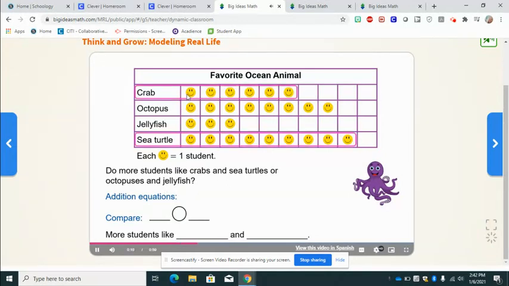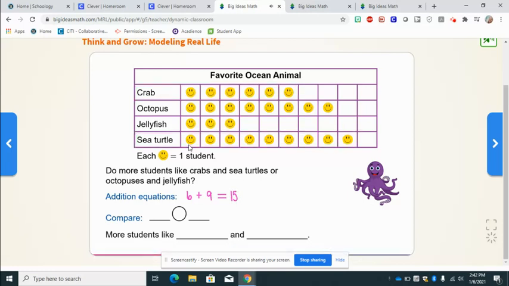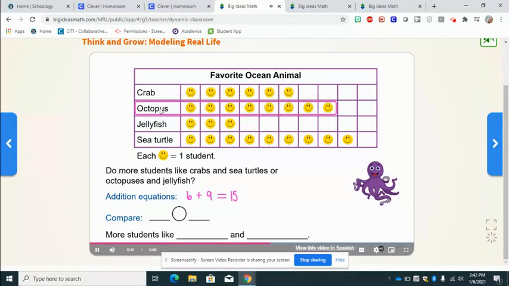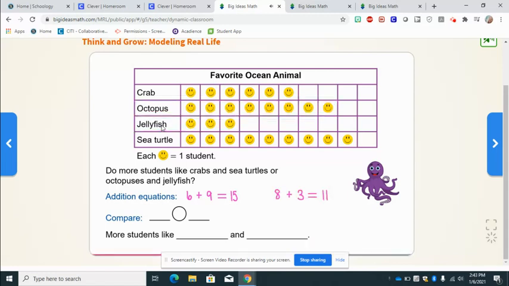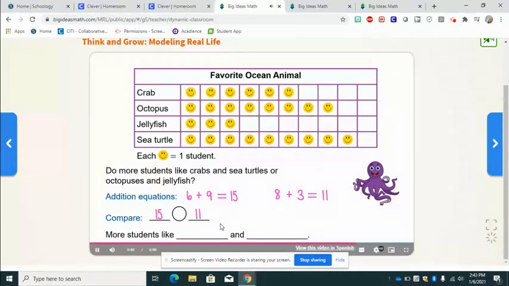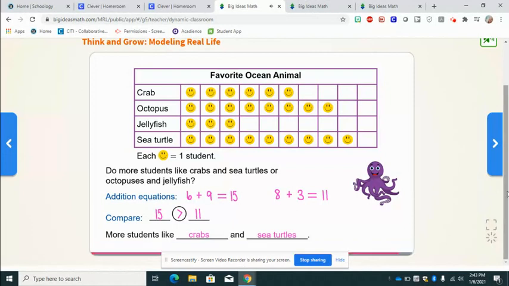6 students like crabs, and 9 students like sea turtles. So 6 plus 9 equals 15. So 15 students like crabs and sea turtles. 8 students like octopuses, and 3 students like jellyfish. So 8 plus 3 equals 11. 11 students like octopuses and jellyfish. Now we're going to compare the numbers, 15 and 11. 15 is greater than 11, so more students like crabs and sea turtles.